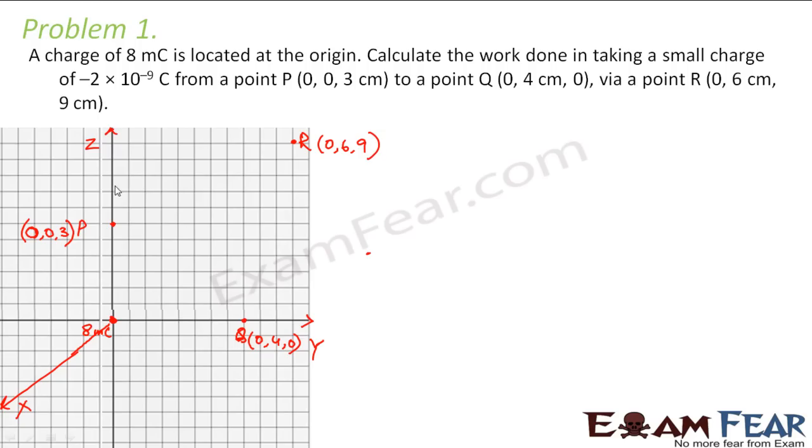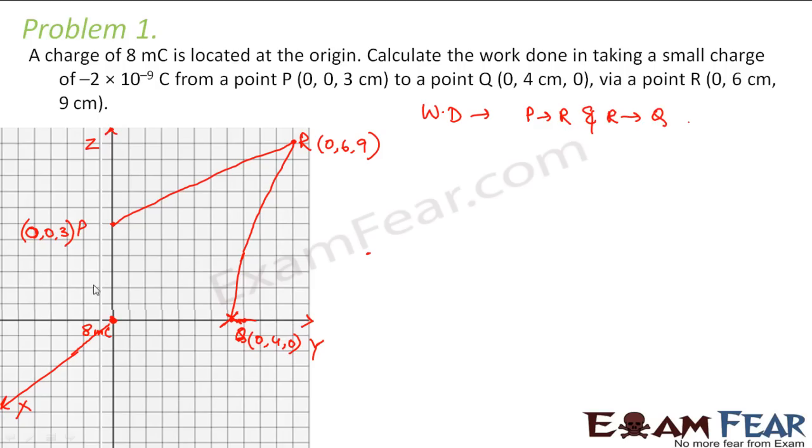So we have to calculate the work done in taking the charge from point P to point Q via point R. That means it will first go from point P to point R and then it will come to point Q. Let us suppose this is point Q. So we have to calculate the work done while going from P to R and then R to Q. So this is what we have to calculate.